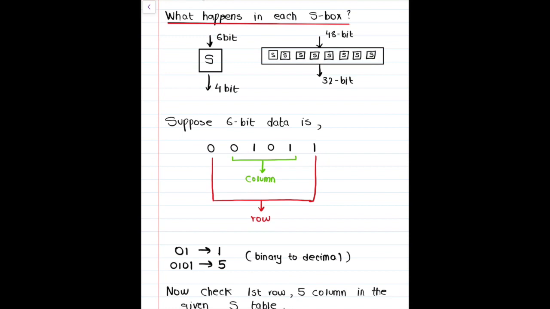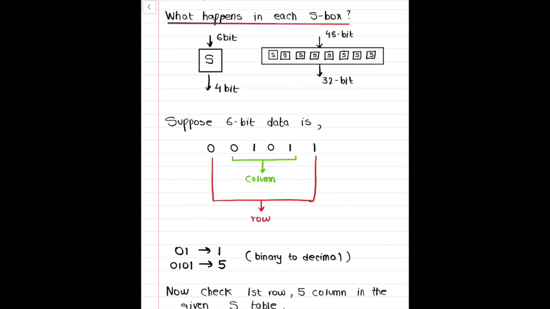Let's look at what happens in each S box. The 8 S boxes, short for substitution box, are used to convert the 48-bit data back to 32-bit data. Since there are 48 bits of data and 8 boxes, each block receives 48 divided by 8, which is 6 bits of data, and outputs 4 bits of data. To help perform this operation, we are provided with an S table. We do not have to remember it.